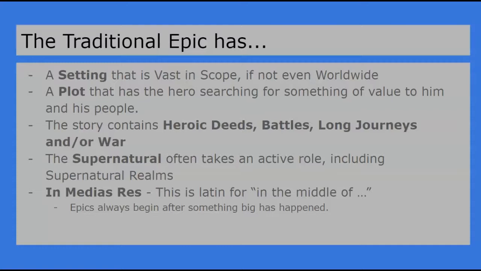And a very important aspect is in medias res. This is Latin for in the middle of. Epics always begin after something big has happened. For example, in the Odyssey, the story begins with Odysseus and his men traveling home after the Trojan War.